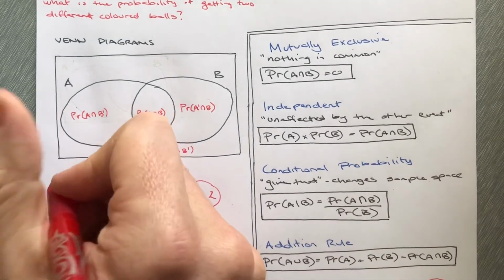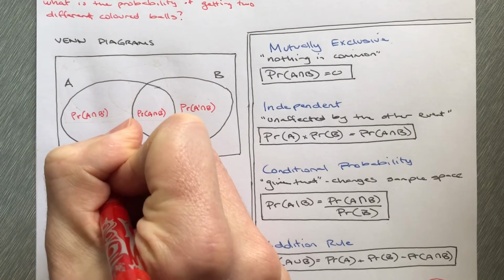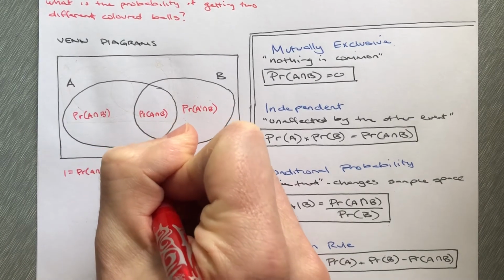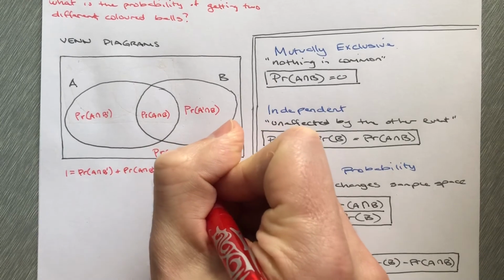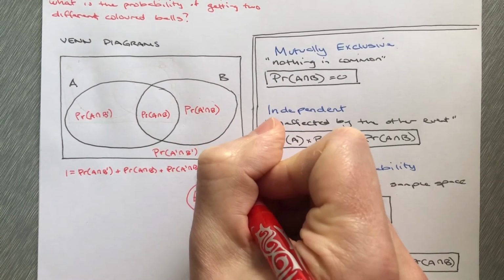So we could say 1 equals this, plus that middle one, plus the one on the right, plus the one down the bottom.